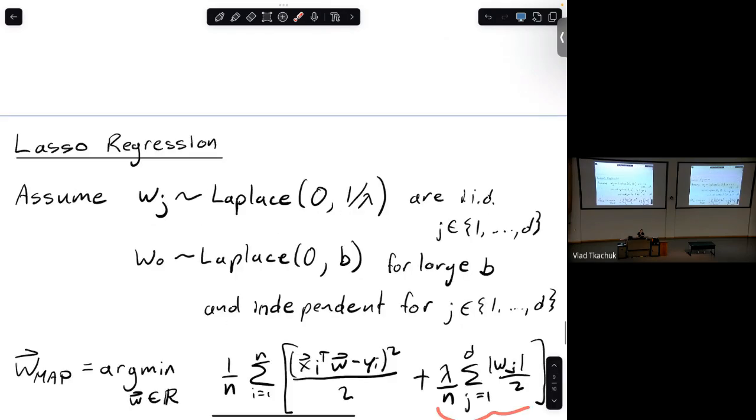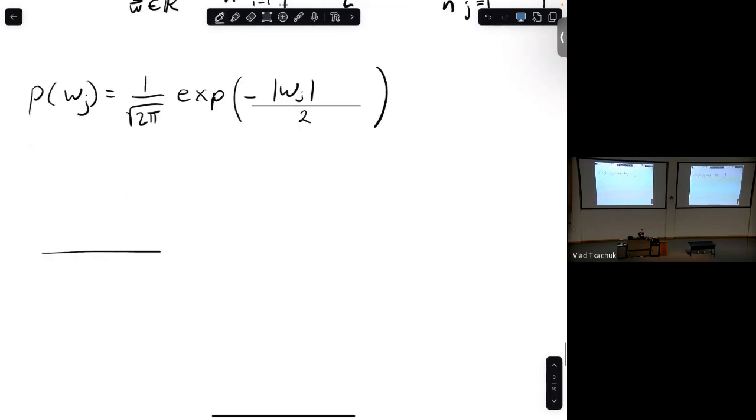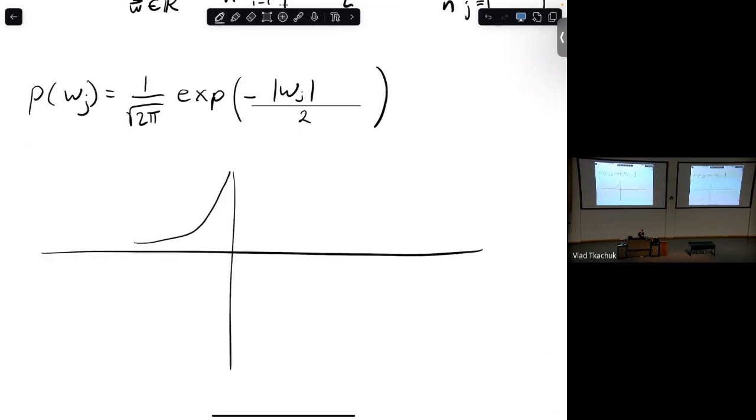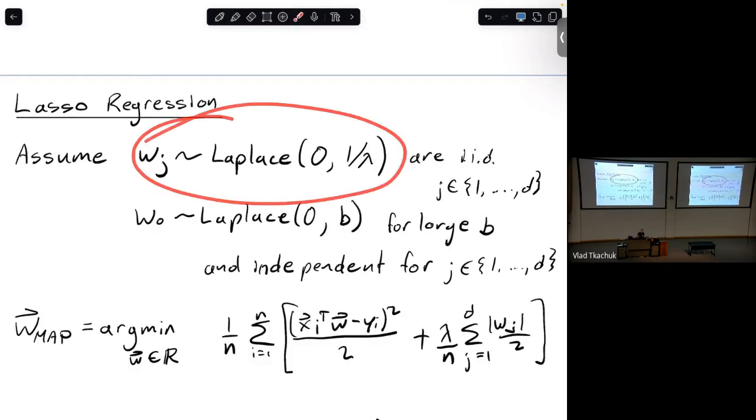But you can think of it as having a different kind of prior on the weights. And if you remember, the Laplace distribution looks more like this, while the normal was more spread out. Okay. And that's called lasso regression. You can make other priors and get other types of things and so on.